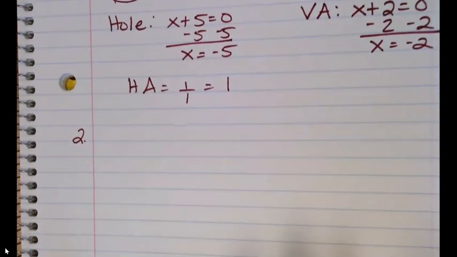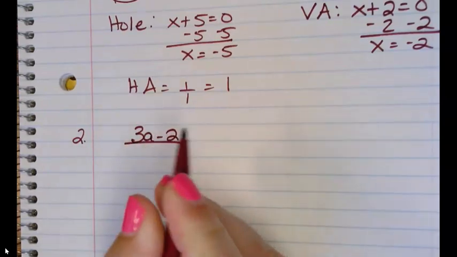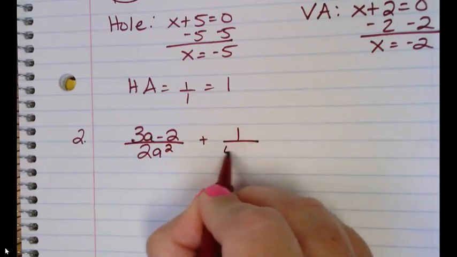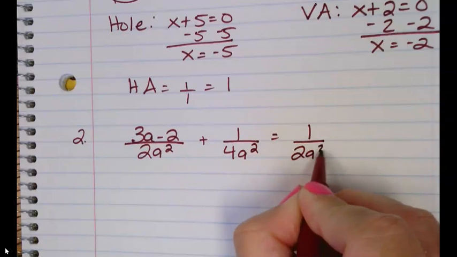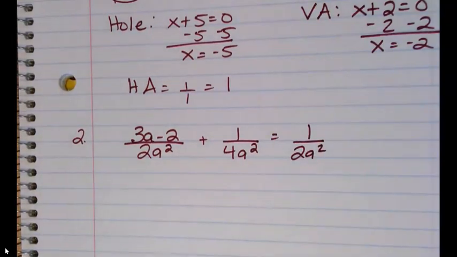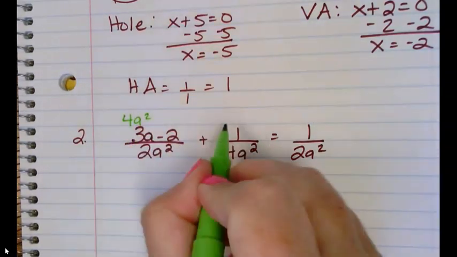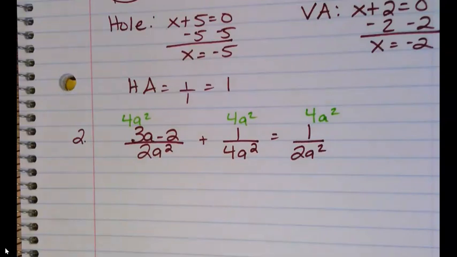Number 2. 3a minus 2 over 2a squared plus 1 over 4a squared equals 1 over 2a squared. I'm going to change colors. The biggest number is 4 and a squared, so we multiply every term by 4a squared.